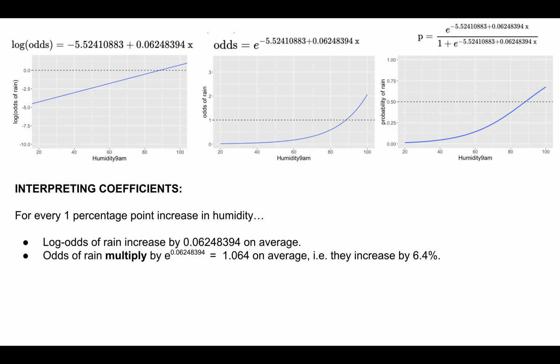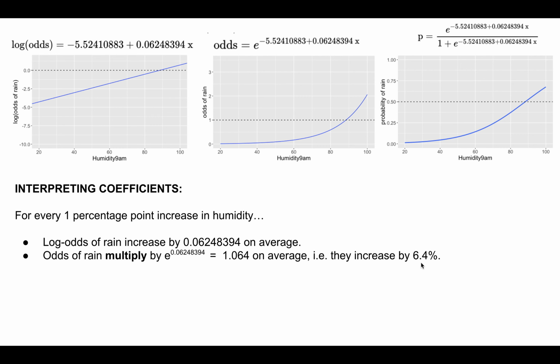In fact, we see that the increase in odds is slow when the humidity is low, and it gets more rapid as humidity increases. With this in mind, the coefficient on the odds scale tells us about the multiplicative change in odds when we increase humidity by 1. Specifically, for each 1 percentage point increase in humidity, the odds of rain multiply by 1.064. Or another way to think about this, we can say that the odds increase by 6.4%.